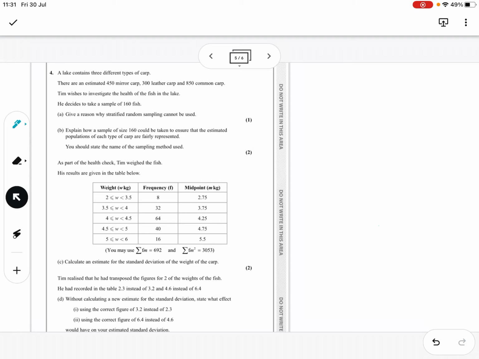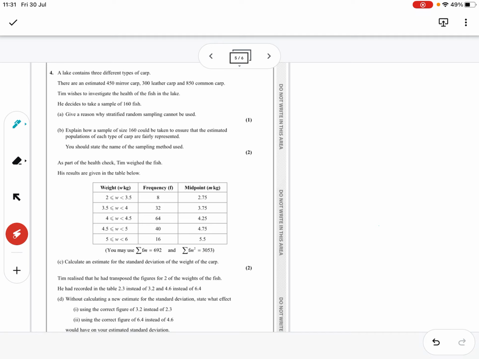Right, this is AS Maths October 2020, paper 2, the stats, question 4. We'll have a look at that first. A lake contains 3 different types of carp, and there is a question in the Edexcel book that was very like this, and I think it's even an example. There are an estimated 450 mirror carp, 300 leather carp, 850 common carp.